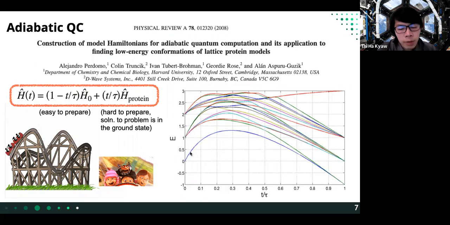Energy gap means the difference between this line and the line that you see here, right? And the larger the energy gap, the faster you can evolve your system. If the energy gap is getting smaller and smaller, then you have to move slower and slower. It is inversely proportional to the square of this energy gap.